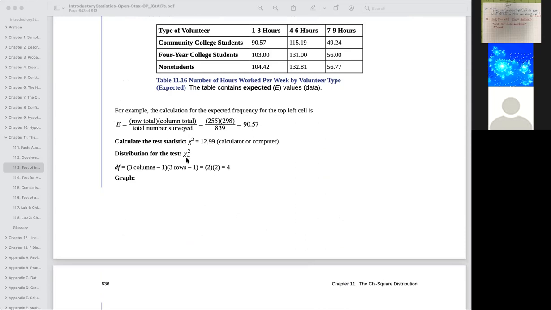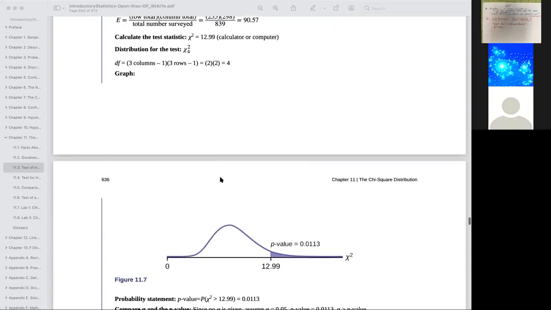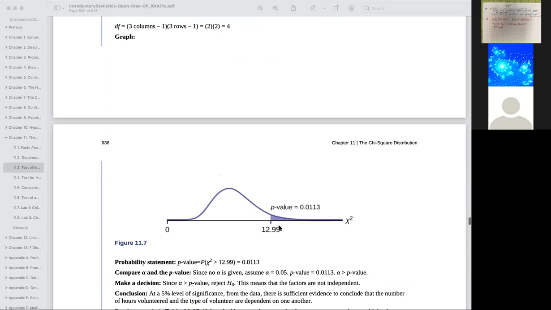So let's look at a chi-squared distribution, 4 degrees of freedom, 12.99. Where is that? They're going to draw a picture. Now, you could draw the chi-squared distribution of degree 4 also on your calculator. It does not look like this. This one is kind of a generic one. It is true that it's right skewed, but I don't think it looks that round. Maybe I'll pull it up for you on my calculator. Anyway, it says the p-value, or the area after 12.99, is 0.013. That's a small probability.